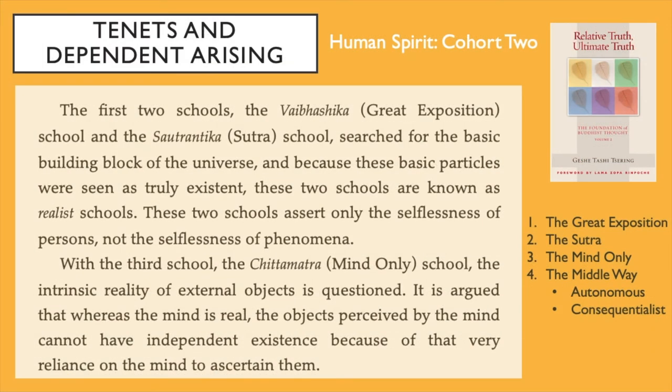So the first two schools, the Vaibhashika, Great Exposition School, and the Sautrantika, Sutra School, searched for the basic building block of the universe, and because these basic particles were seen as truly existent, these two schools are known as realist schools. These two schools assert only the selflessness of persons, not the selflessness of phenomena. In the third school, the Chittamatra, mind-only school, the intrinsic reality of external objects is questioned. It is argued that whereas the mind is real, the objects perceived by the mind cannot have independent existence because of that very reliance on the mind to ascertain them. So it's two different angles which aren't quite hitting the mark, but have some interesting ideas in them.